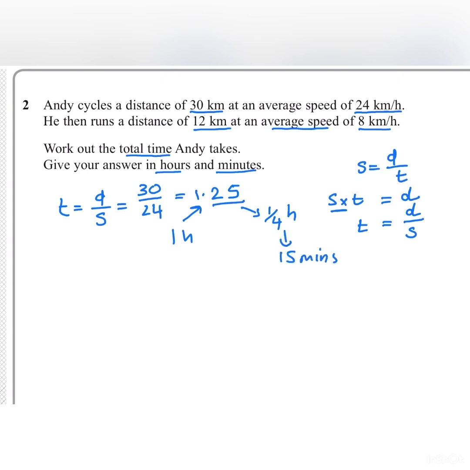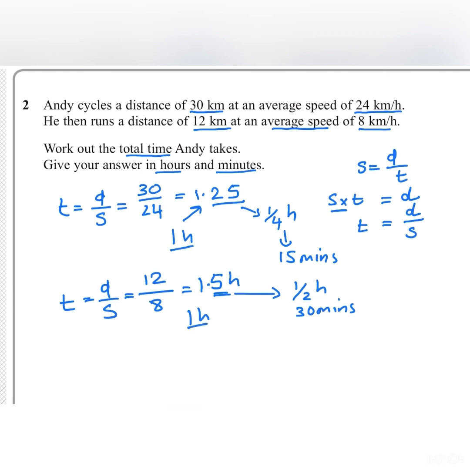Okay, and then part 2 of the question, when he runs. Again, we do the same thing. Distance is 12 and the speed is 8, which is 1.5 hours. So again, we have 1 full hour, and 0.5 is half an hour, which is 30 minutes. Altogether, we have 1 hour plus 1 hour, 15 minutes and 30 minutes. So it's 2 hours and 45 minutes.